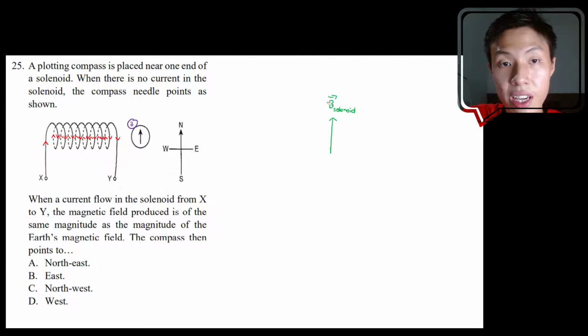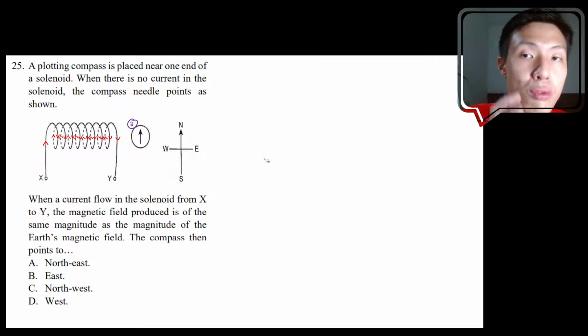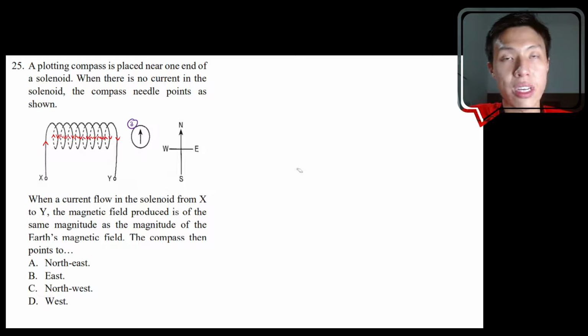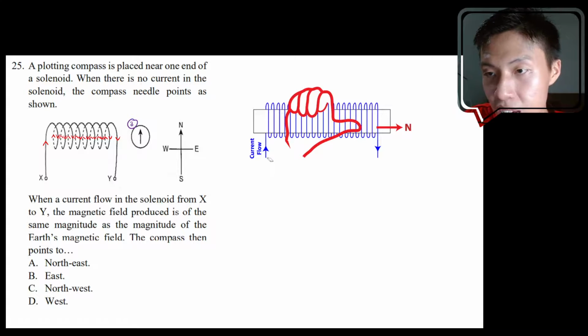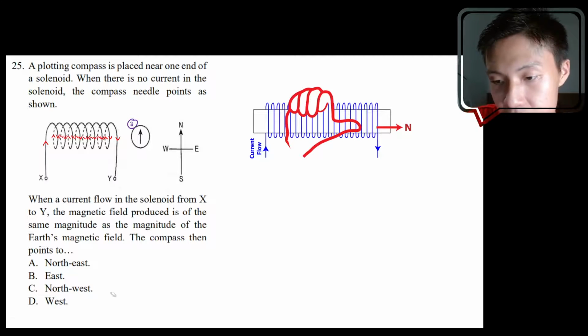You can use the right hand grip rule to determine the direction of the magnetic field produced by the solenoid current right now. Okay, and how do you do it? Using the right hand grip rule. Your current is flowing exactly like what I show here.